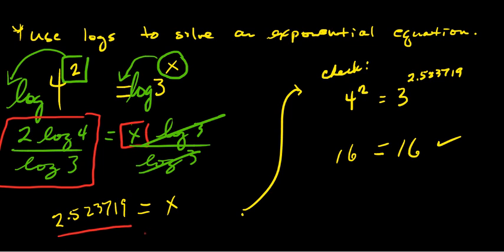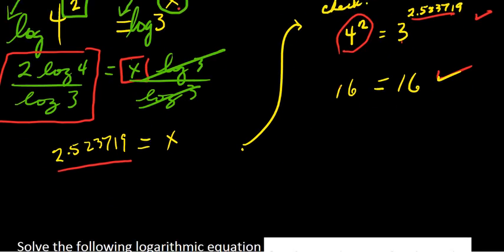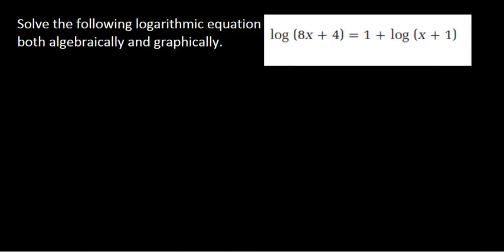Now if you check this, you plug x equals 2.5237 in for x in the original equation, here's your check. If you test this out, 4 squared is 16, and 3 to this power is exactly 16 as well. So there you go. That's one simple example where you can use logarithms to solve an exponential equation. This is so great.